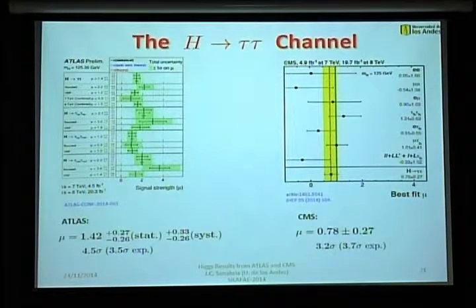The strength of the signal, so here there is no value for the mass because again, you take the mass measured from gamma gamma or leptons or a combination or some value, and with that you can extract an excess of signal over a background that will give you a measure of the strength. And here we have 1.42 for ATLAS and 0.78 for CMS.